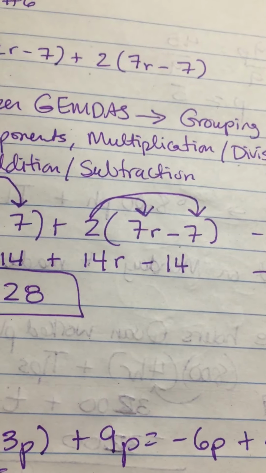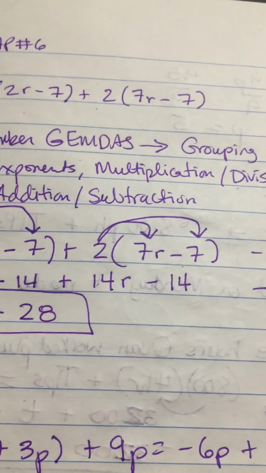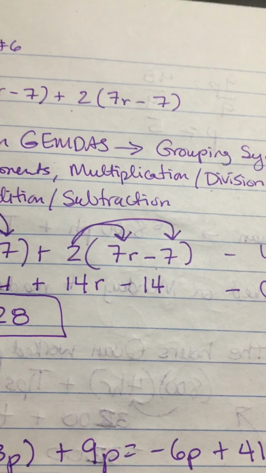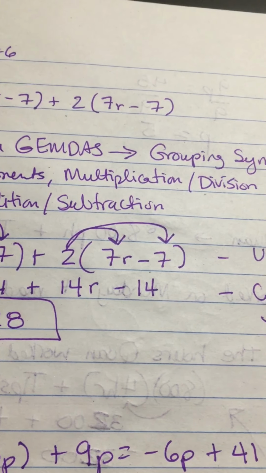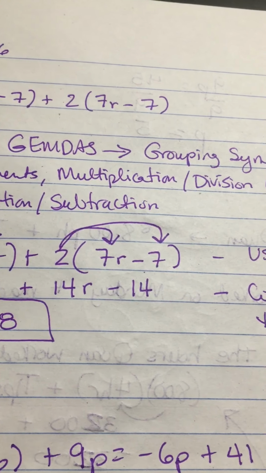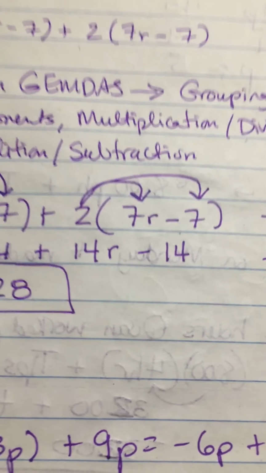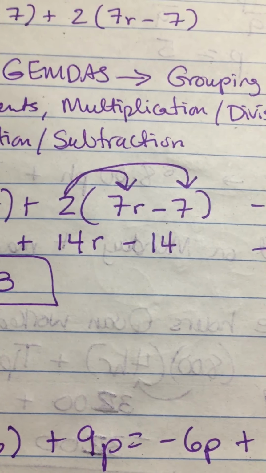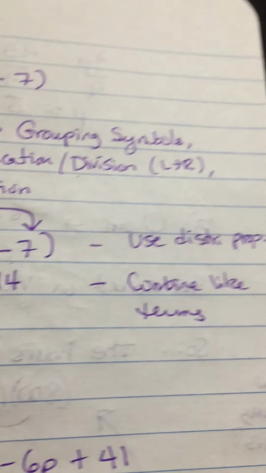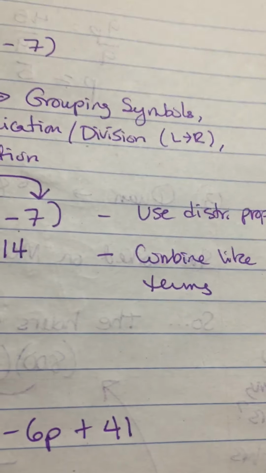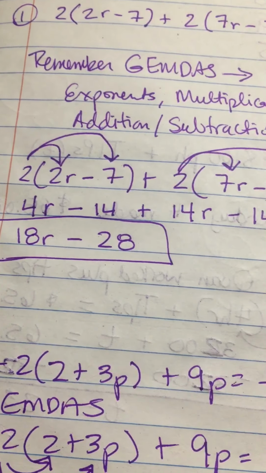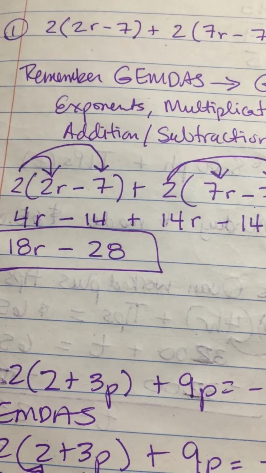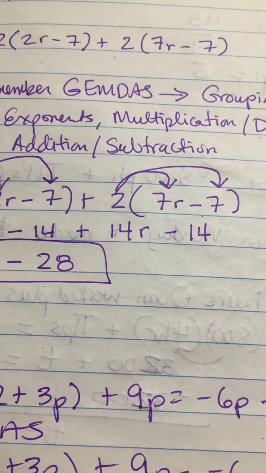That's 2 times 7r. 2 times 7 is 14, and we have the r. And we have 2 times 7, and the result of that is 14r minus 14. So the second thing we're going to do is combine like terms. So we're going to go back. We have 4r minus 14 plus 14r minus 14.